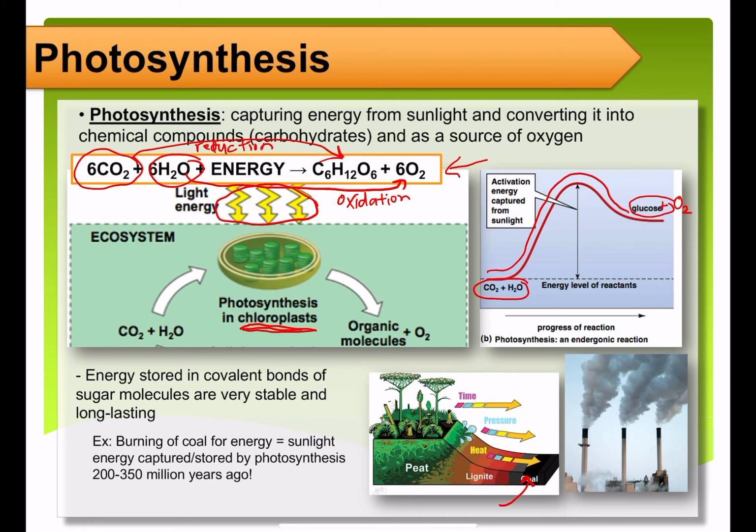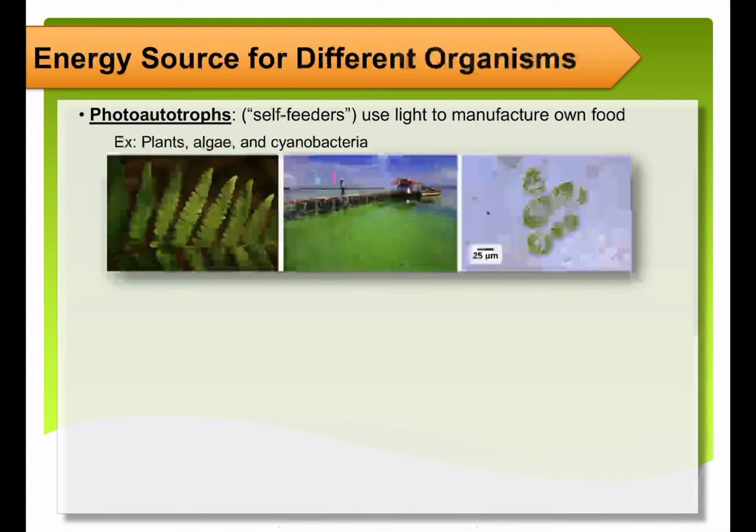So here's coal right here that we use to run our factories and things like that. Those bonds that we break for energy were made a long time ago, and hence that's how we have fuel. So while we are on the topic of photosynthesis, we can divide organisms into those that can generate their own food and those that can't.